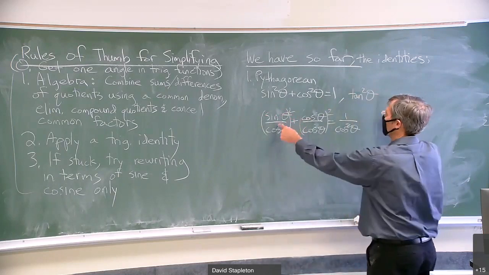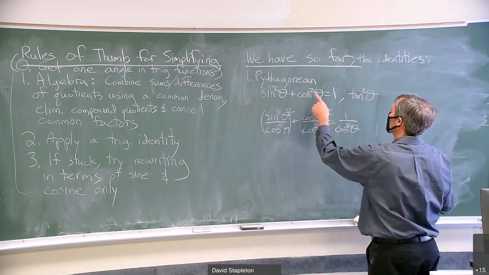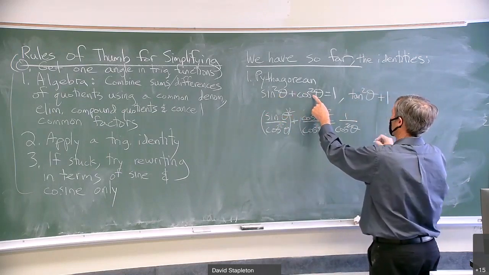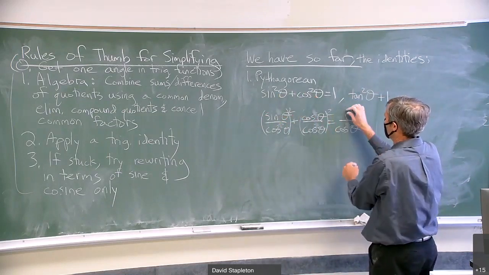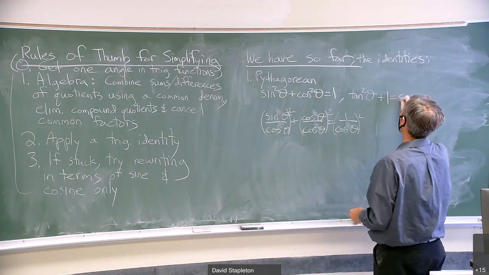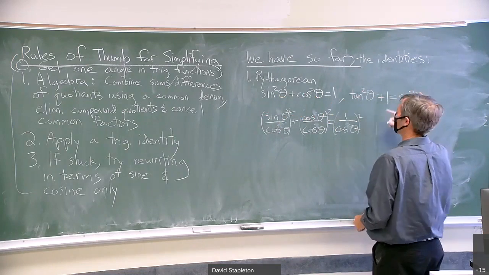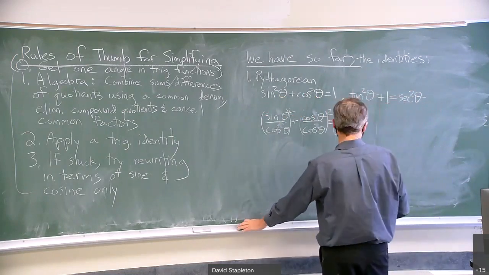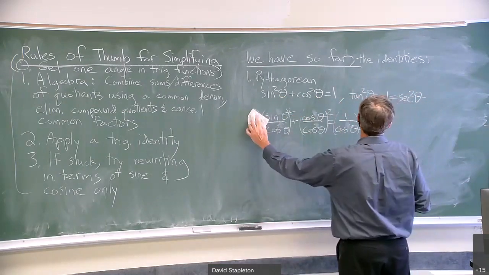So tangent squared becomes this divided by cosine squared. 1 becomes this divided by cosine squared, and then 1 over cosine squared, 1 over cosine quantity squared, is secant squared. So that's how you prove the second Pythagorean identity. Just divide the first one through by cosine squared.